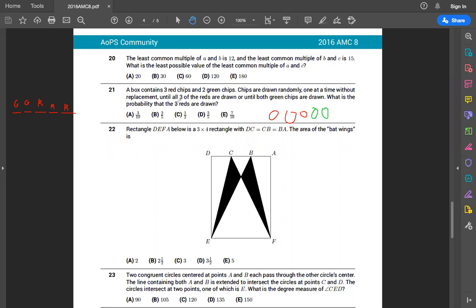So the probability that 3 reds are drawn is the same as the last chip being green, which is a 2/5 chance, just because there are 2 green chips and 5 total chips, right? The last chip could be any of the 5, but only 2 of them are green.